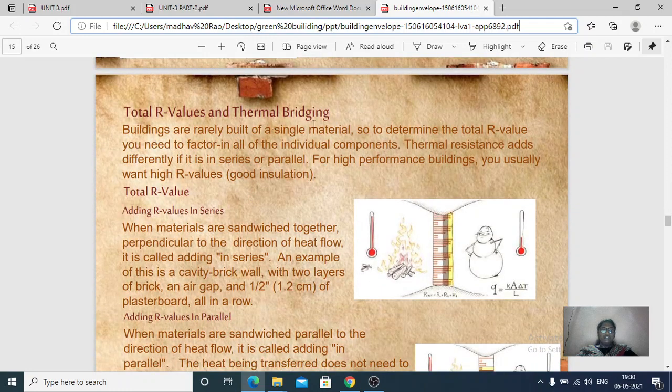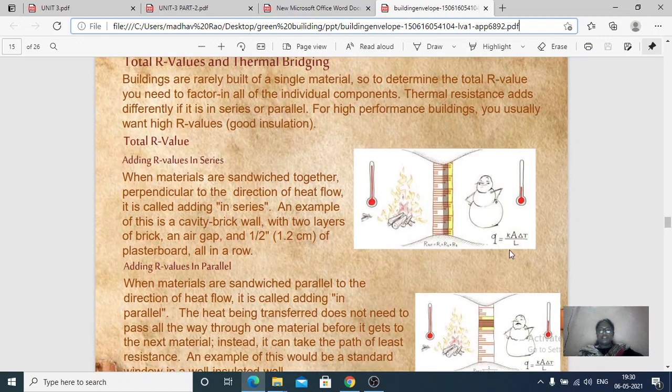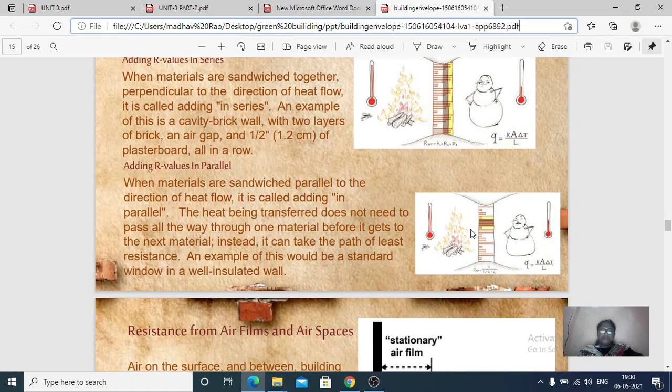Total R values and thermal bridging. Buildings are rarely built of a single material, so to determine the total R values you need to factor in each layer. So right, for a high performance building you usually want high R values. For good insulation, here in the picture you can see the values. Q is equal to K A delta h by L. This you will be using in confined aquifers, right? This formula you will be using for the level of the water. So here in insulation also you will be using this one.